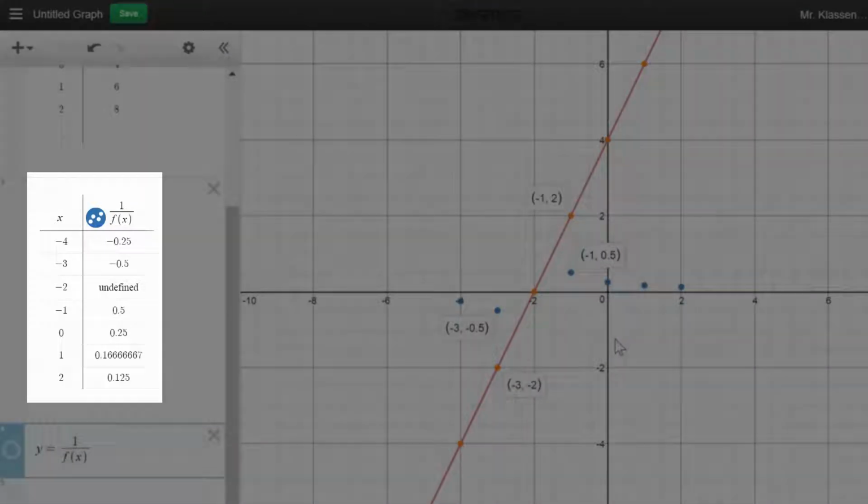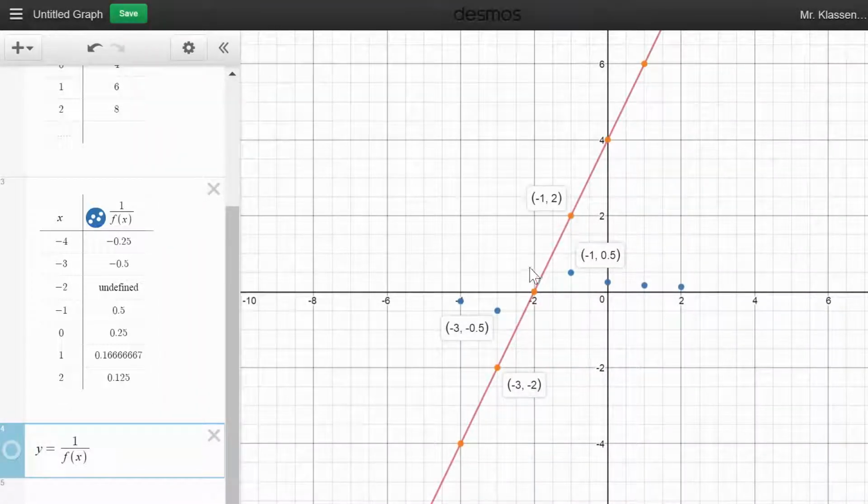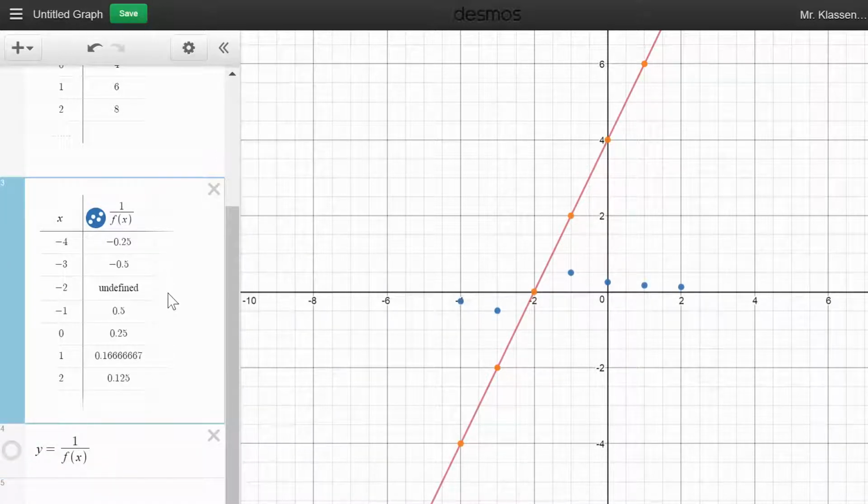If you look at what's happening in here, an interesting thing happens at x equals -2. On the original, of course, we had (-2, 0), but over here in the reciprocal, we're getting an undefined value since the reciprocal of 0 is undefined. Well, let's go ahead and get Desmos to fill in the gaps here and graph this for us.